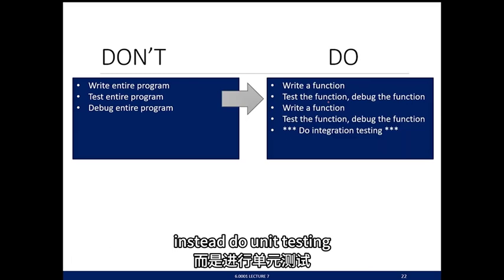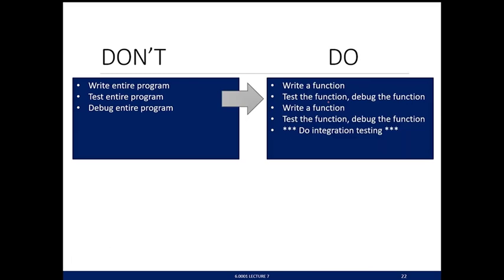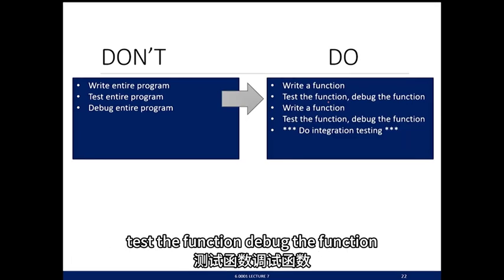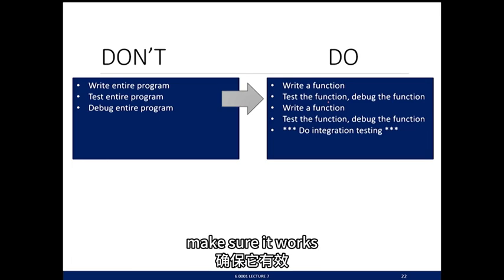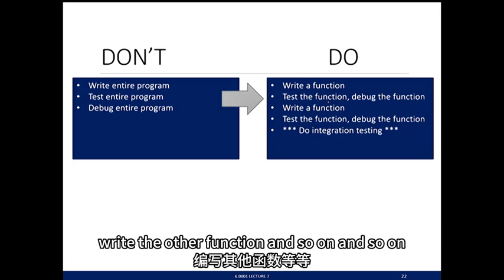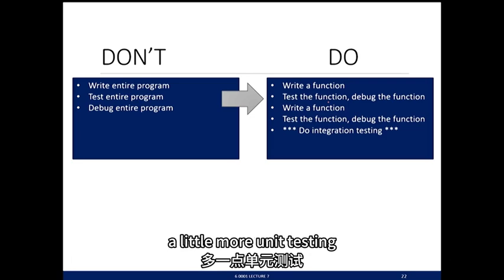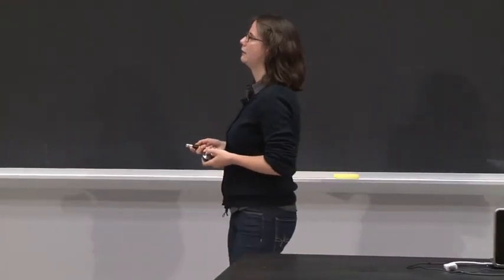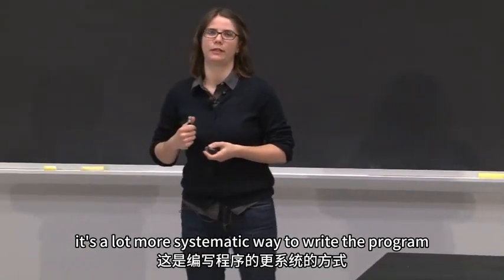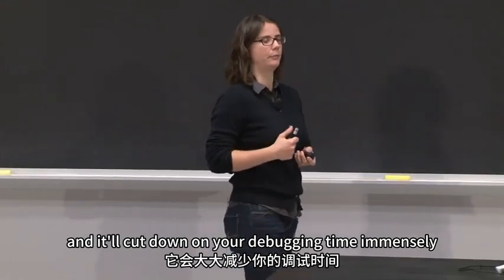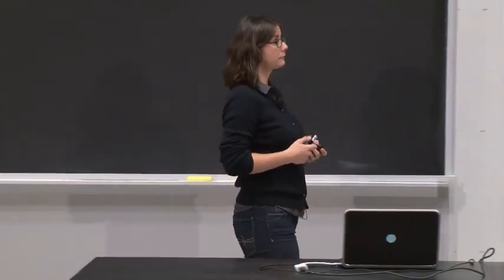Instead, do unit testing. So write one function, test the function, debug the function, make sure it works, write the other function, and so on and so on. Do a little regression testing, a little more unit testing, a little integration testing. And it's a lot more systematic way to write the program. And it'll cut down on your debugging time immensely.